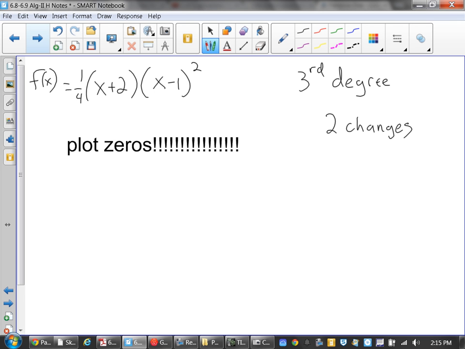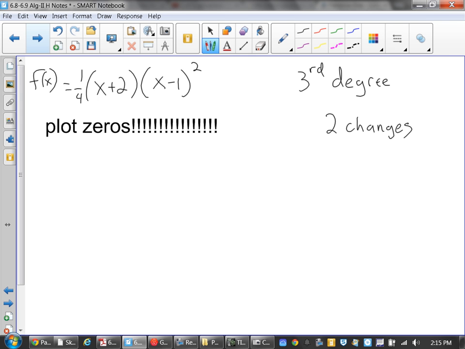In this case, I have f of x is 1/4 times quantity x plus 2 times quantity x minus 1 squared. Now, what we're going to start with, again, is to list out our zeros. We know it's a third degree polynomial, which means it can have up to 2 changes in direction. Start by plotting your zeros. We have a 0 at -2, and a duplicated 0 at +1.